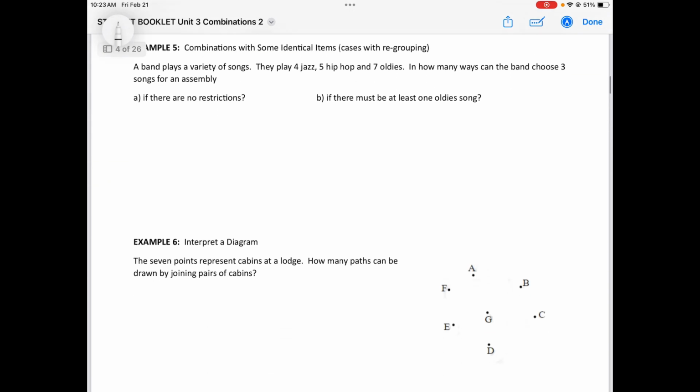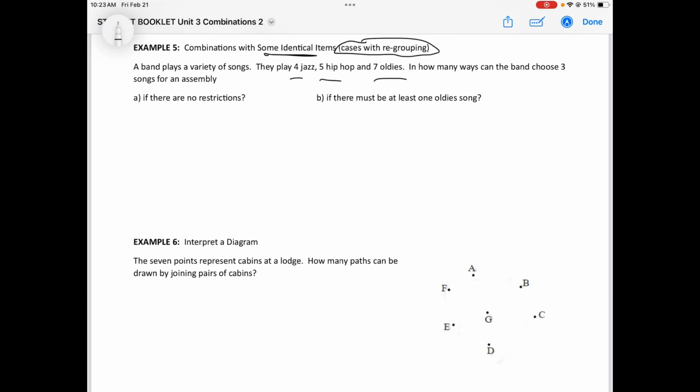Okay. A band plays a variety of songs. They play 4 jazz, 5 hip hop, and 7 oldies. In how many ways can the band choose 3 songs for an assembly if there's no restrictions? So, if there are some identical items, what we want to do is different cases, but we want to regroup.